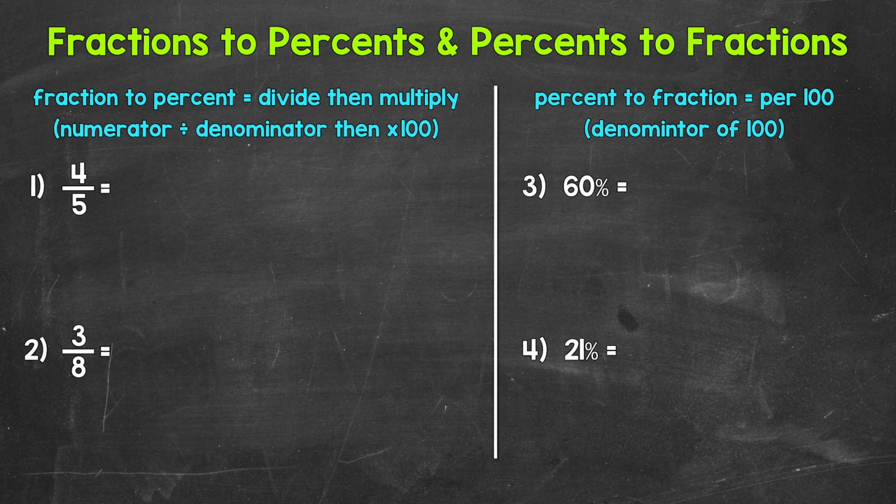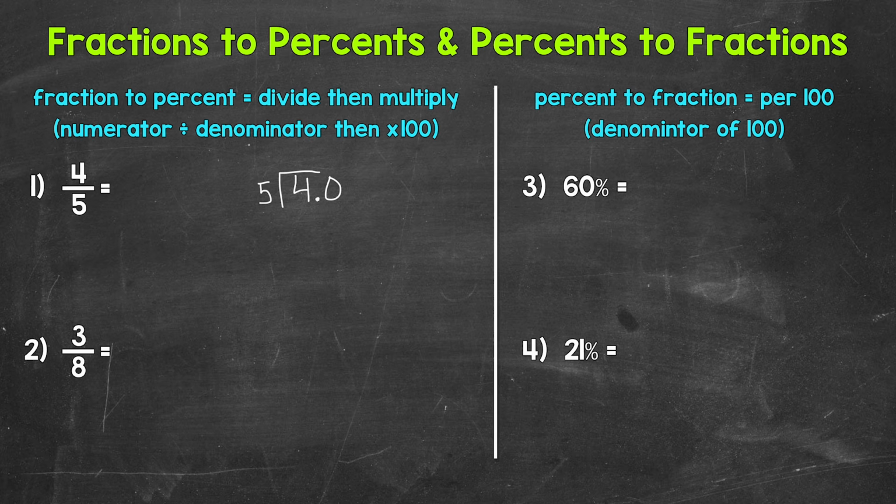So for number 1, we need to do 4 divided by 5. So let's set this up. 4 divided by 5. In this video, I'm going to work through the division by hand. As far as 4 divided by 5, how many whole groups of 5 in 4? How many 5s in 4? Well, we can't do that, so we need a decimal and a 0 to continue the problem.